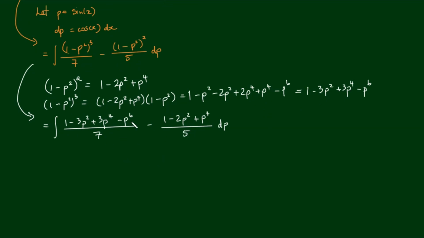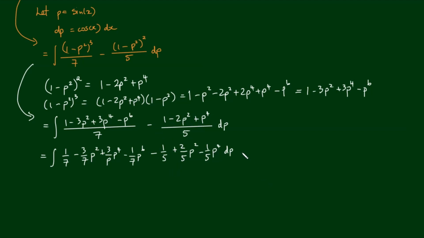I'm going to simplify and combine these fractions just to make life a little bit easier. So we have the integral. First of all, we've got a 7th minus 3/7 times p squared plus 3/7 times p to the 4th minus 1/7 times p to the 6 minus 1/5 plus 2/5 times p squared minus 1/5 times p to the 4th dp. Okay, careful when you're expanding this minus into the numerator here. The signs do change around.